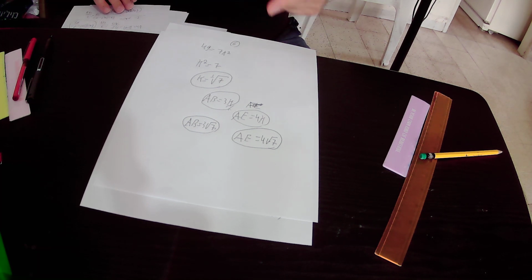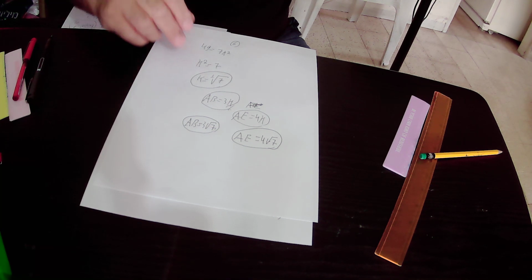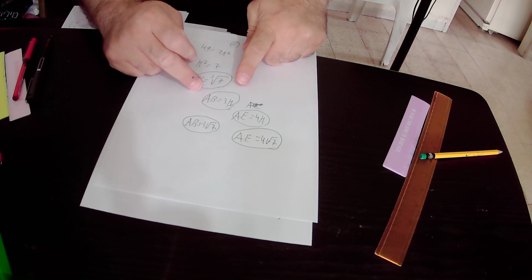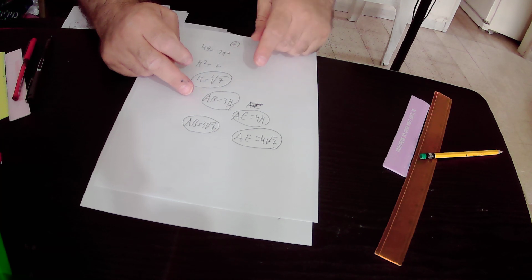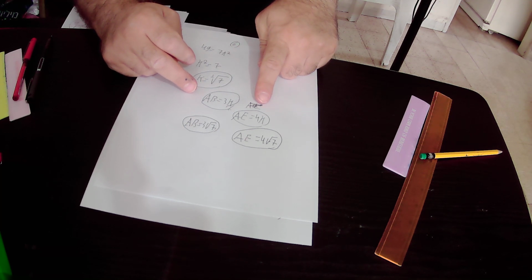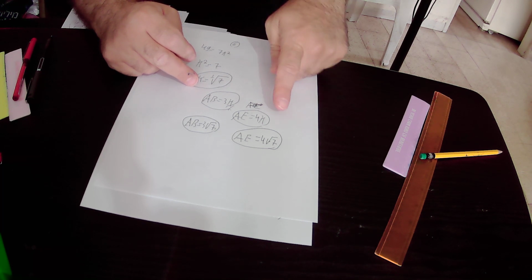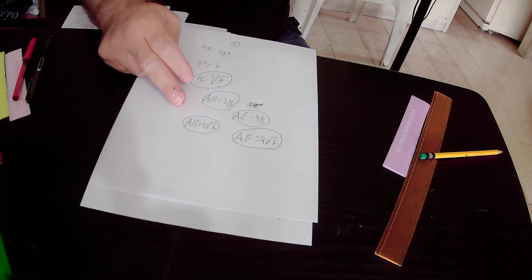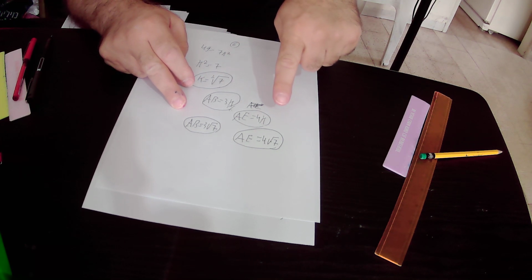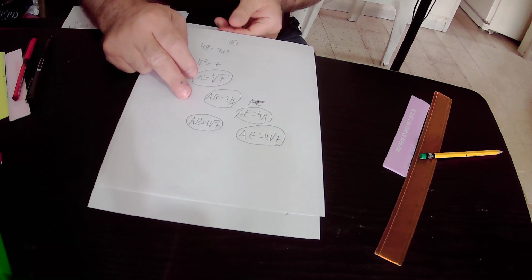So we know that AB equals 3K and AE equals 4K, and we have already found the value of K. We can write that AB equals 3K and K is root 7, that is to say, AB equals 3 times root 7. And AE equals 4K, so AE equals 4 times root 7.